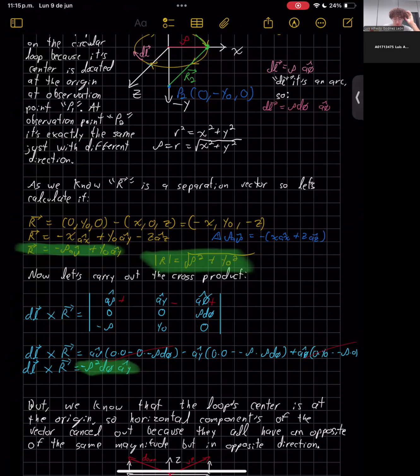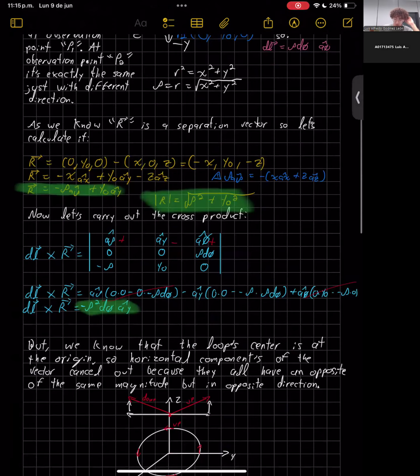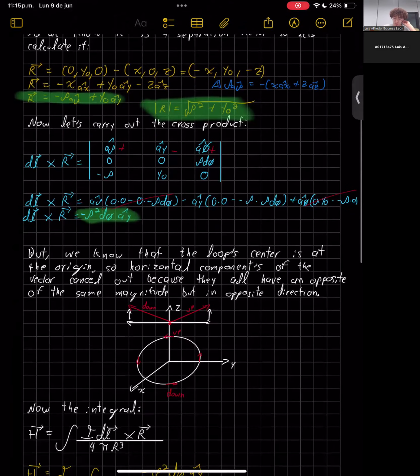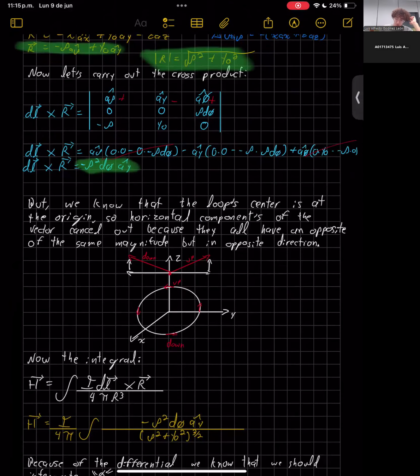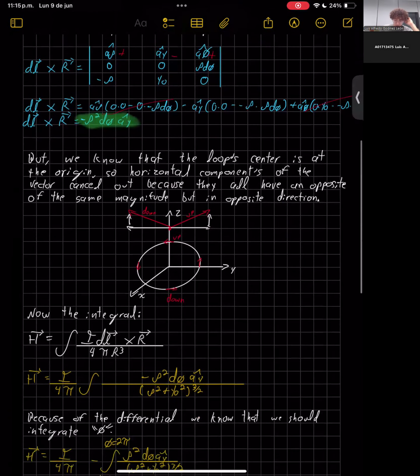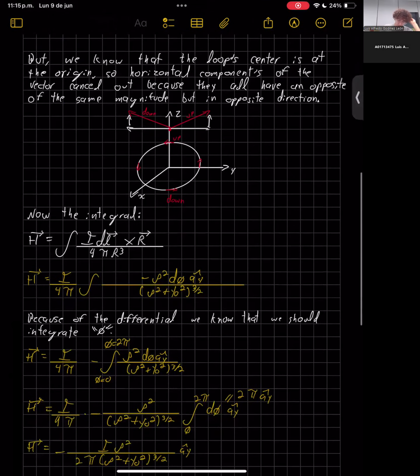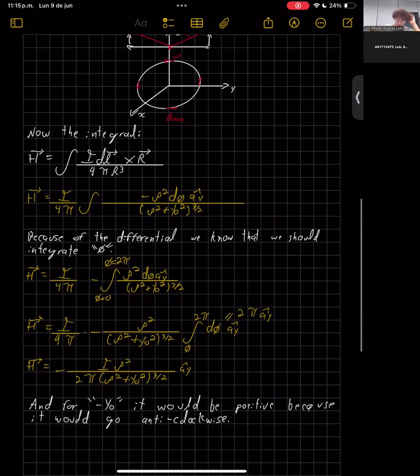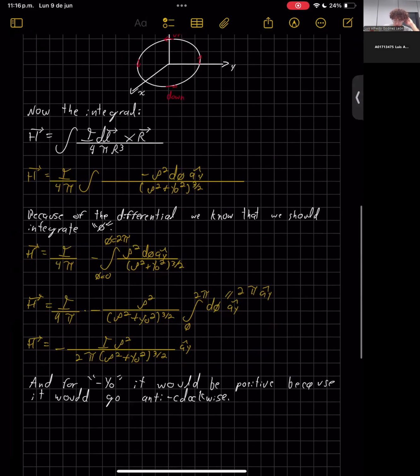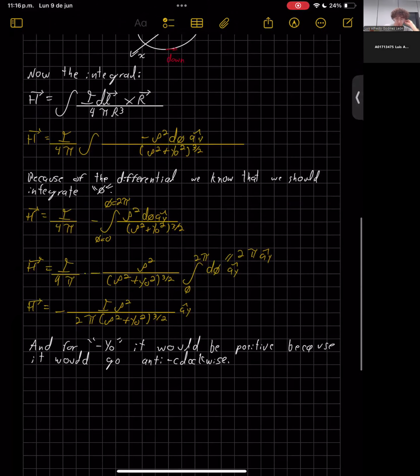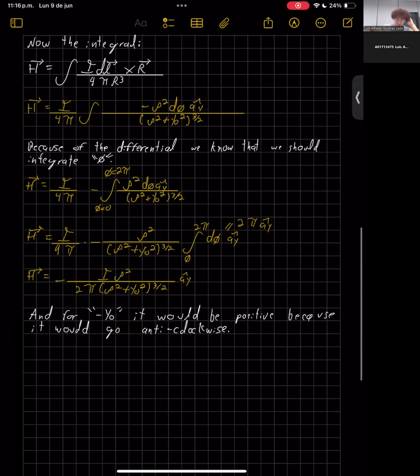So as we know, R is a separation vector, then we calculate it, carry out the cross product, but we know that the loop center is at the origin, so our resultant components of the vector cancel out because they all have an opposite of the same magnitude, but in opposite direction. So now the integral ends up being like this. Because of the differential, we know that we should integrate phi or theta. We carry out the integral, and this is the final result.